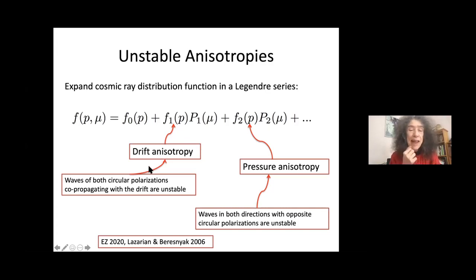As I said before, the drift anisotropy destabilizes waves of both circular polarizations that co-propagate with the drift. Pressure anisotropy will destabilize waves propagating in both directions, but with opposite circular polarizations. So for the wave going one way, one circular polarization will be unstable; for the wave going the other way, the other circular polarization will be unstable. In both cases, cosmic rays going in each direction have some unstable wave that they can resonate with. I have a paper on the pressure anisotropy instability, and there's a much earlier paper by Alex Lazarian and Andrei Beresnyak from 2006.